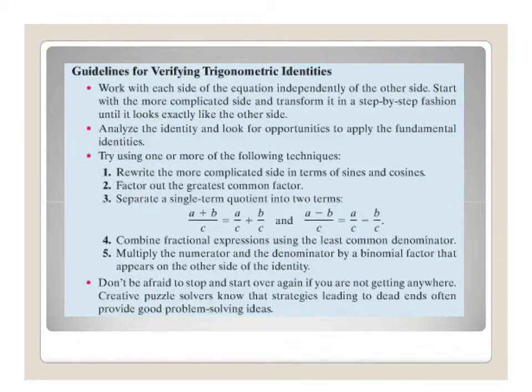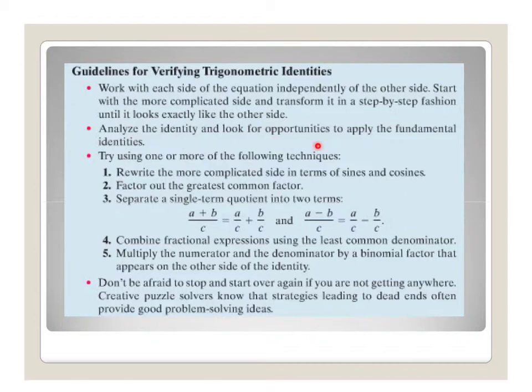When you're verifying trig functions, typically I like to work on the left, but you can work on each side of the equation independently of the other side. Okay, so keep that in mind. Notice the word is independent. You're not changing one side to equal something different and creating your new equation. No, you're working on the left, rewriting it. If you need to, go to the right and try to simplify that as well. Start with the more complicated side and transform it step by step until it looks exactly like the other side.